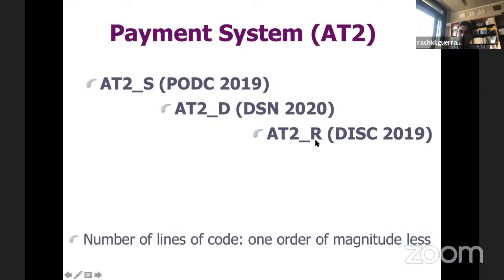And more, we also developed a randomized permissionless version of this algorithm, which was first shown in DISC 2019. And we are now in the process of implementing this randomized version. So this one is a deterministic one. This one is randomized. The deterministic is permissioned and the randomized is permissionless. So we have implemented these two, and both of them are message passing variants of the shared memory one.